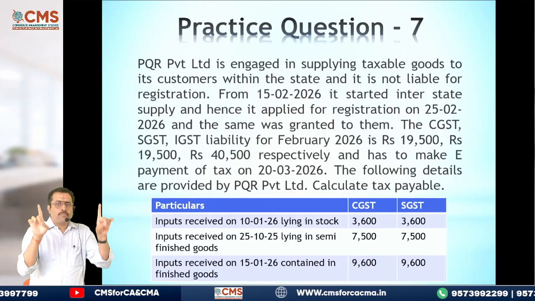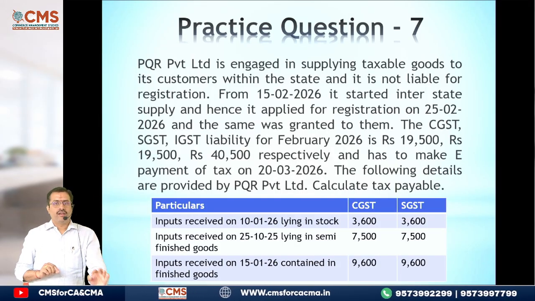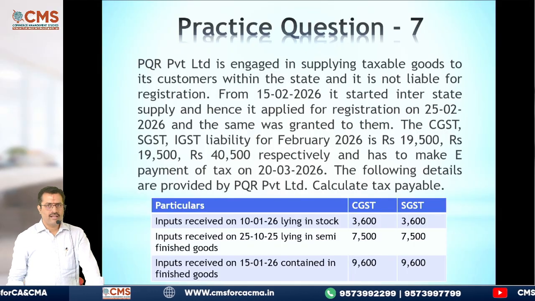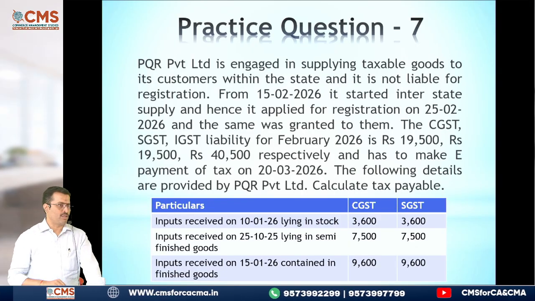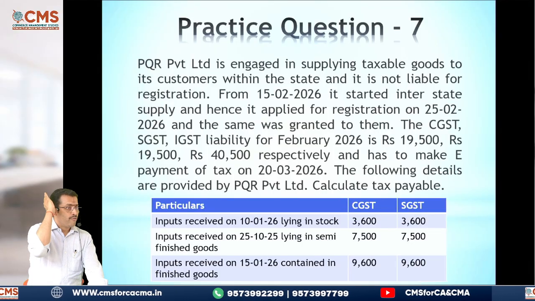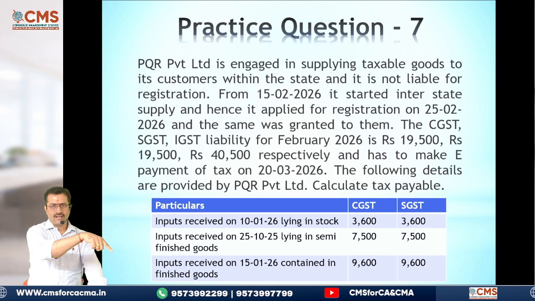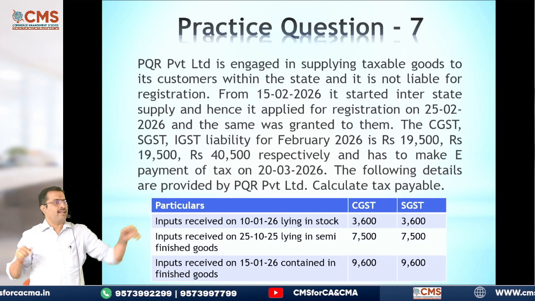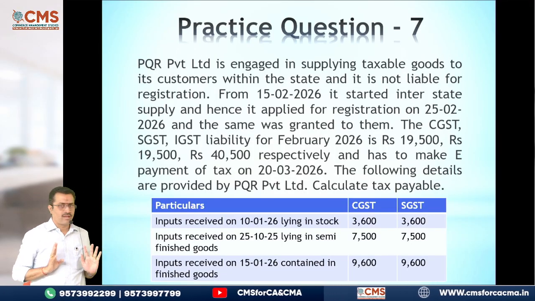Now in the GST portal, when you are applying, they are asking you one question: from which date are you liable? Are you clear? There you should mention we are liable from 15th February, not from 25th. You are making application on 25th, but you should tell them we are liable from 15th. Then they will give you the certificate also from 15th. Even though it is a past date, they will go back and give you the certificate because your liability has arisen from 15th itself. Are you clear about this?